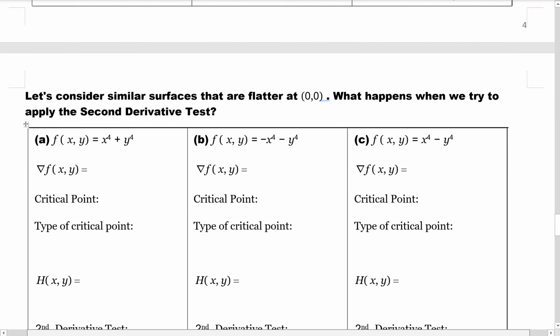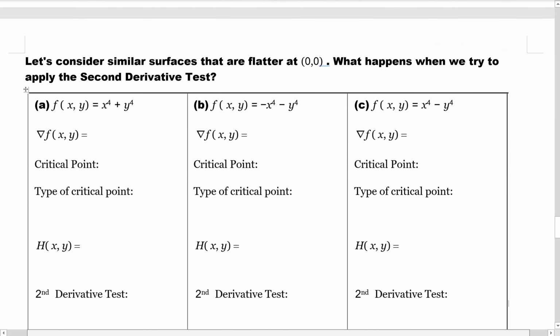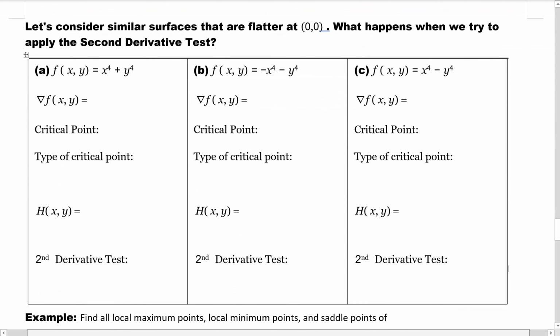Let's consider similar surfaces that are flatter at (0, 0). What happens when we try to apply the second derivative test? Well, look at this one. For the derivative, we have 4x cubed, right? 4y cubed. When you set it equal to 0, we also get x is 0, y is 0. But here, what happens to the Hessian matrix? Well, the derivative of 4x cubed with respect to x, we get 12x squared.